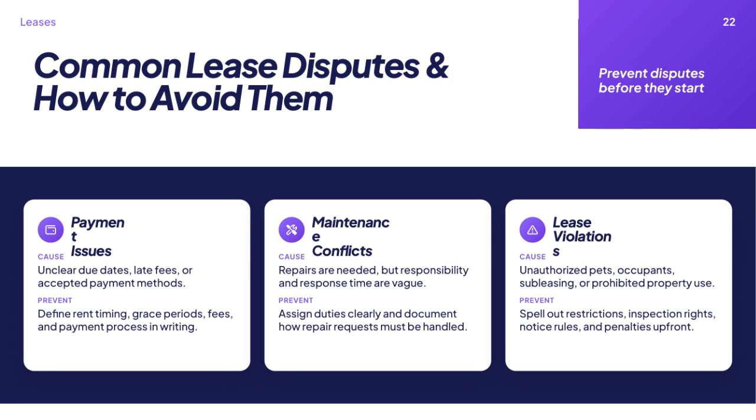The best way to prevent these issues is by outlining all restrictions, inspection rights, notice requirements, and penalties clearly from the start. By addressing these common causes and putting clear rules and processes in writing, we can significantly reduce the chances of disputes and keep the landlord-tenant relationship running smoothly.